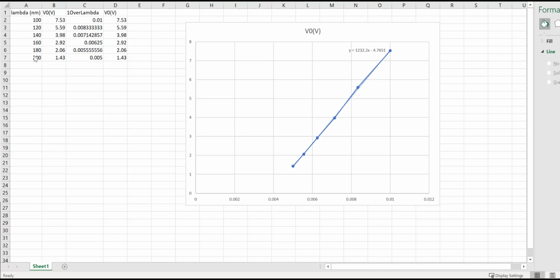I made sure to write lambda as measured in nanometers, and I plugged in the values. They're increments of 20 nanometers each, and the stopping voltage is a few volts. That's exactly how the table in the data shows for most metals, at least the metals that we have in there. Then 1 over lambda.